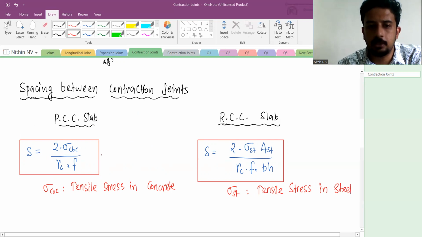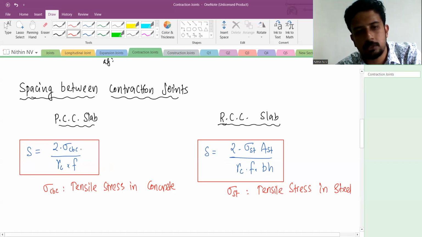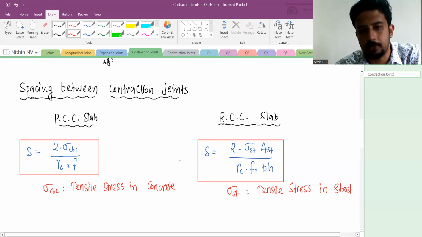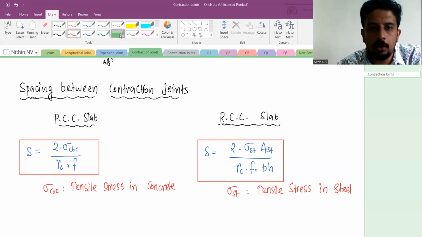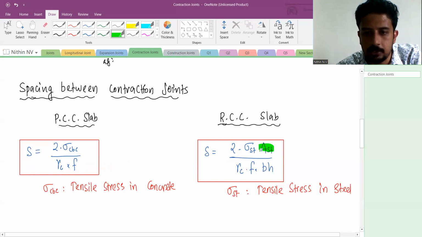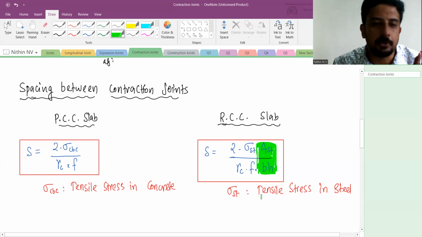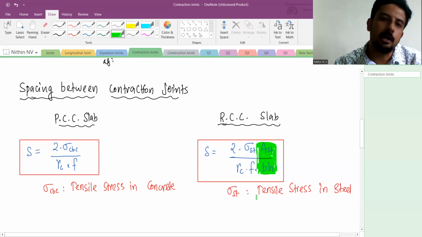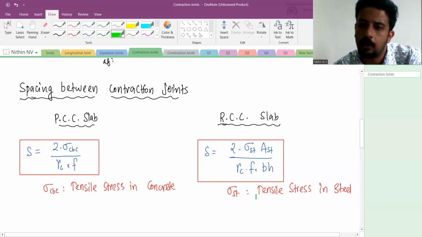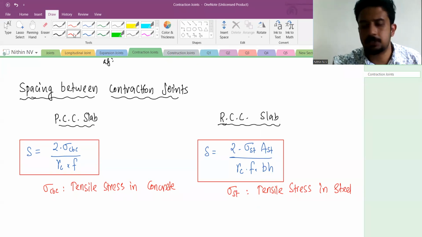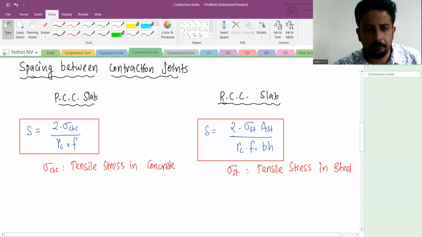If you are closely observing, 2 into stress divided by gamma C into F is enough for the first one. So only this much portion comes extra if it is RCC. The remaining things are the same. In the first one, it is stress in concrete; in the second one, it is stress in steel. That is the only difference. Okay, fine. So compare and study like that, otherwise we may forget it.